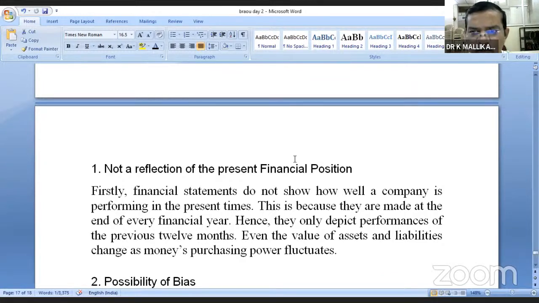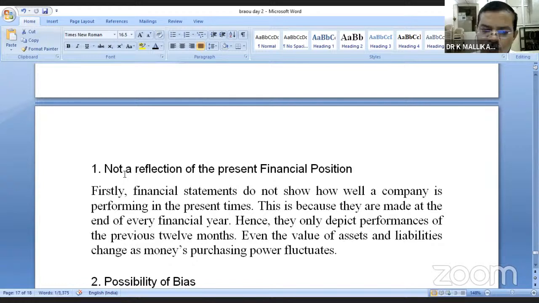In the pandemic, all companies may not have got good profits. All MSMEs suffered. Only a few companies were performing well during the pandemic period also, right? So it is not a reflection of the present financial position. Why? Because whatever you prepare, the data is past data.